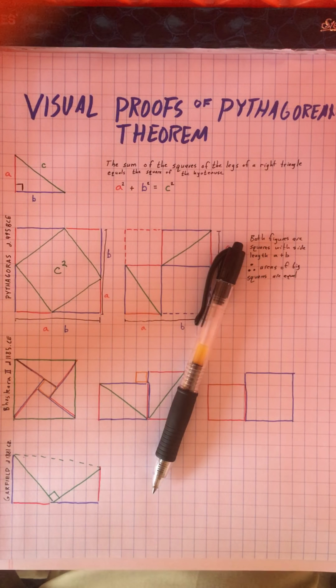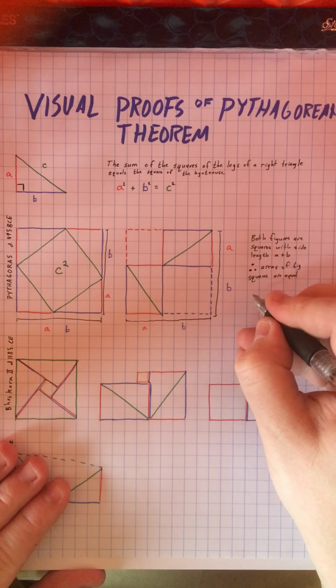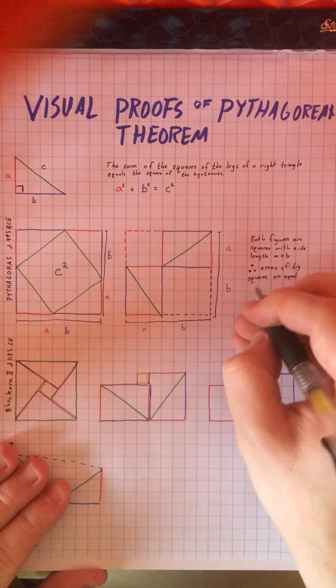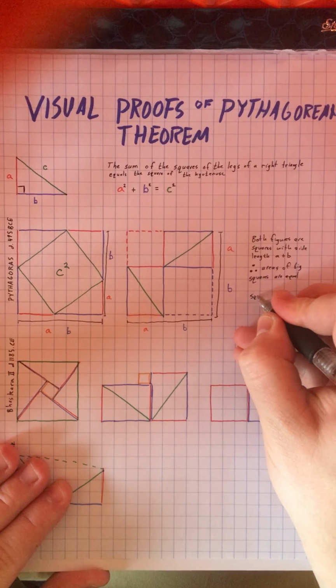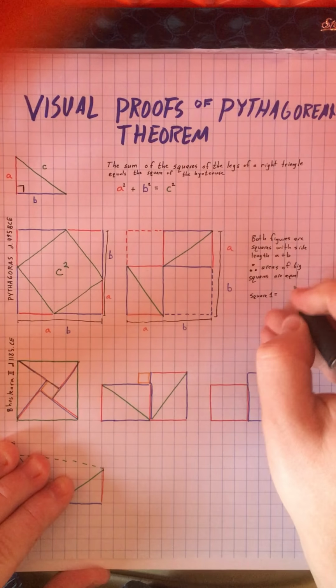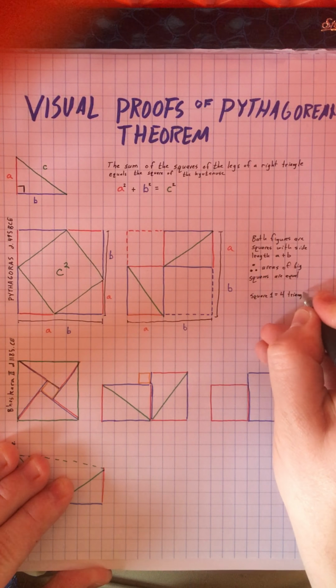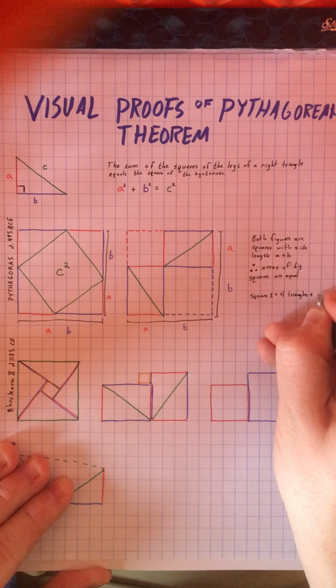That's what it literally means to square a number. What is the area of a square that has that number as one of its sides? So, large square, number 1, its area is equal to 4 triangles plus a square whose area is C squared.